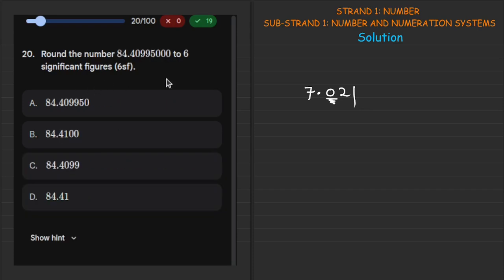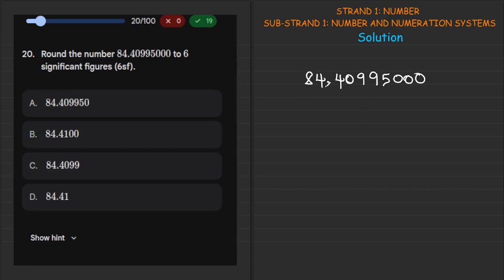Question number 20. It says we have to round this digit to 6 significant figures. So the number we have is 84.40995000. We have to round it to just 6 significant figures. This is a significant, that is the first one. So non-zero, non-zero, they are all significant. This is also significant. This 0 is a trapped 0, hence it is significant. So far we've got 1, 2, 3, 4, then this is a non-zero 5, and 6, which is also significant.